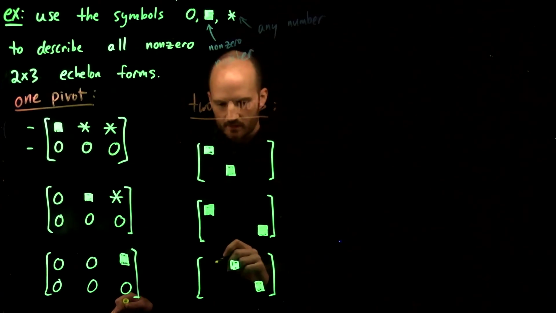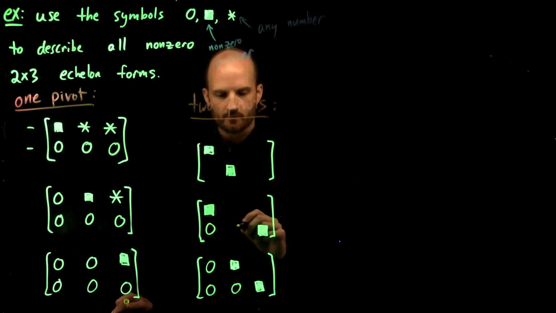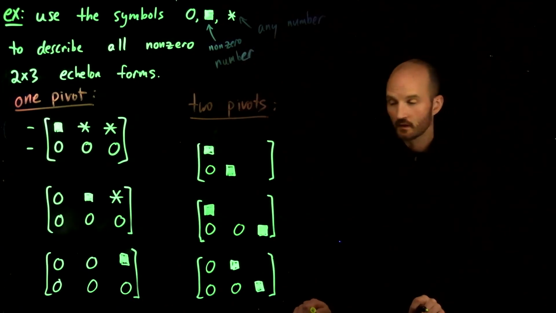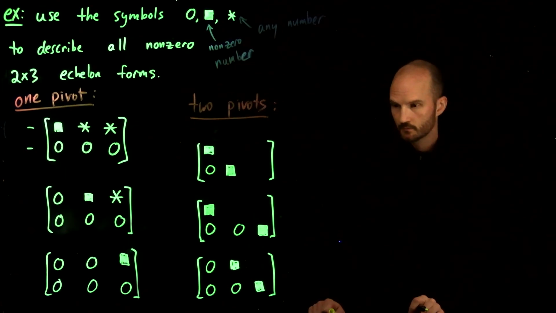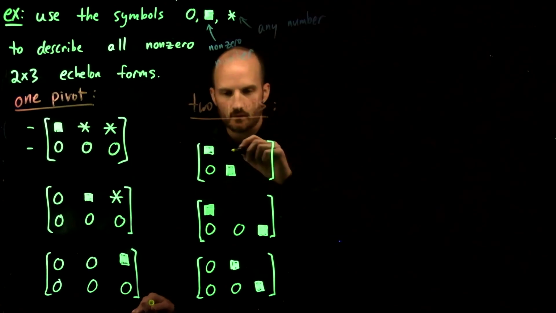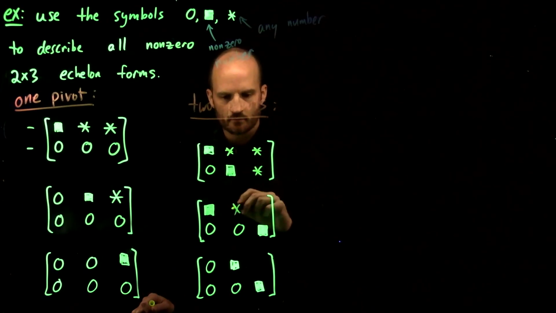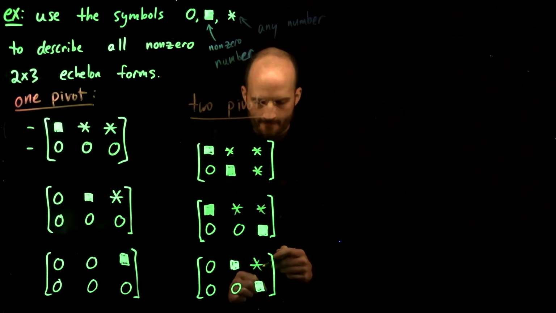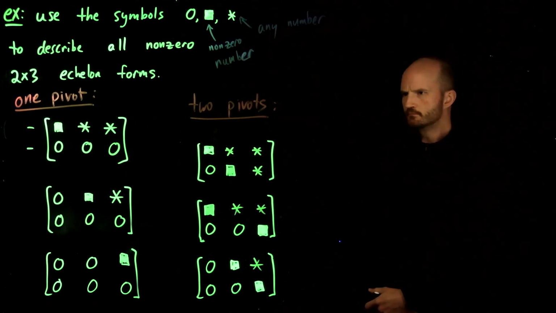Okay, how can I fill in the blanks? Well, pivots are leading entries when we're talking about echelon form. So that tells me I need to put zeros there. And the remainder is up for grabs. Can be anything. All right, so that's how I break it down.